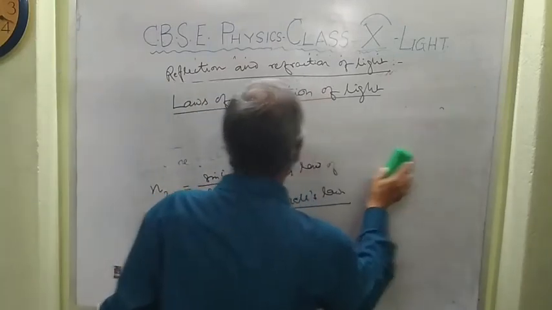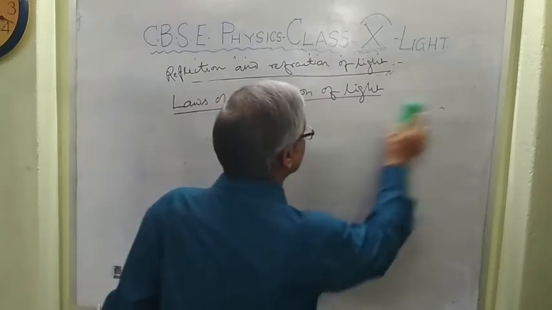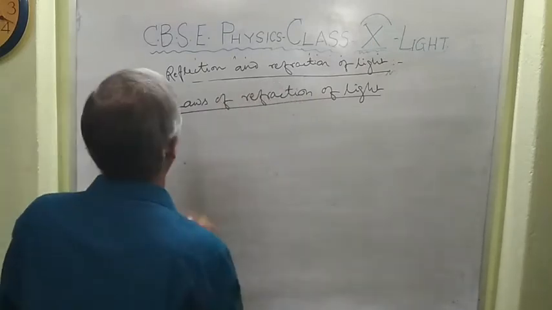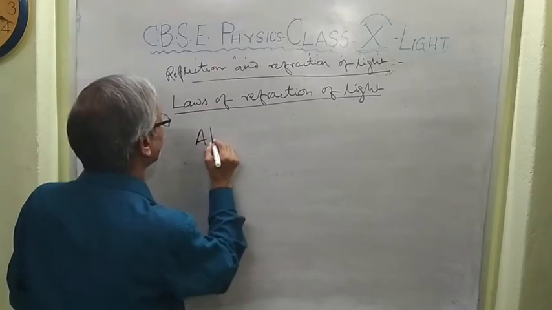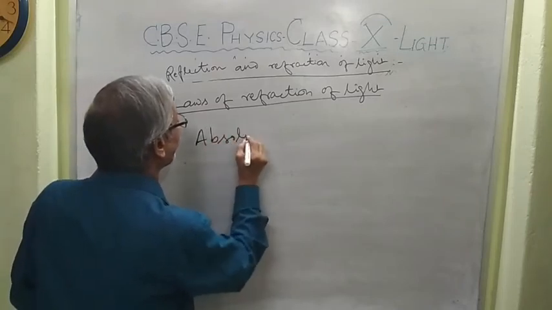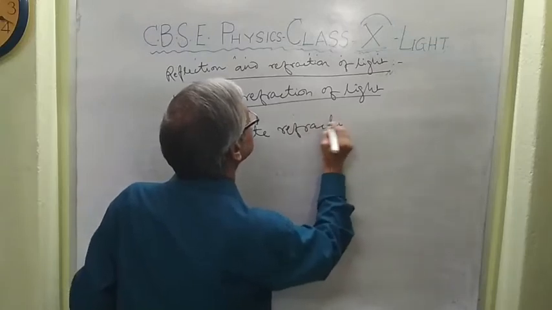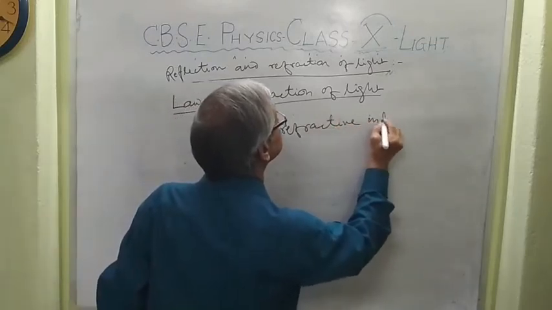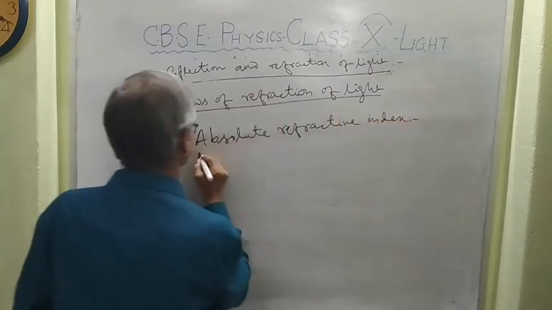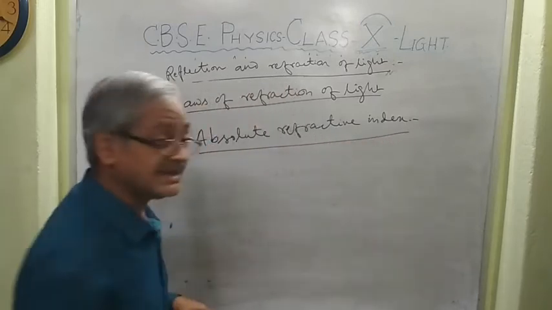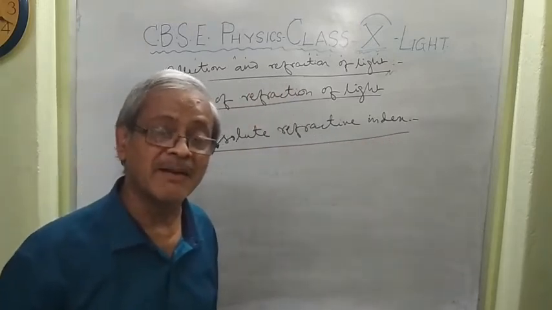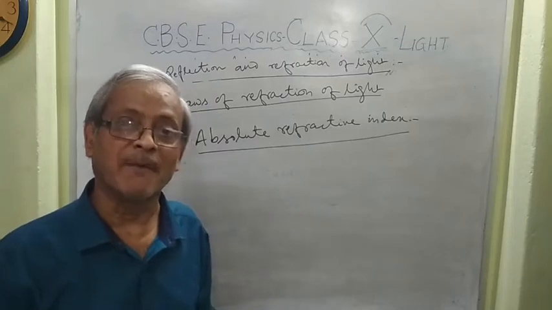What do you mean by absolute refractive index? Absolute refractive index, that is the refractive index of a medium with respect to vacuum.